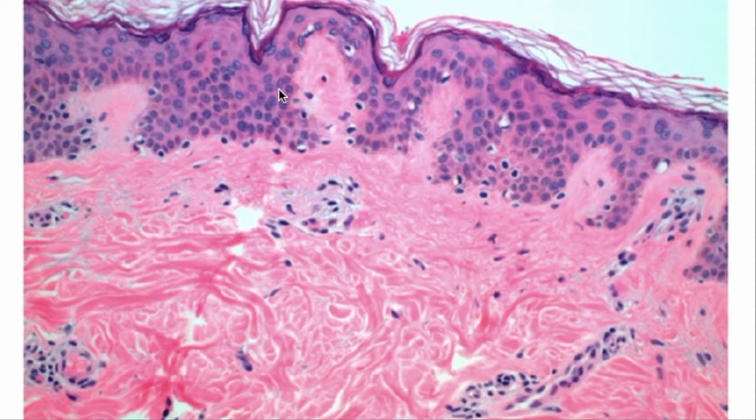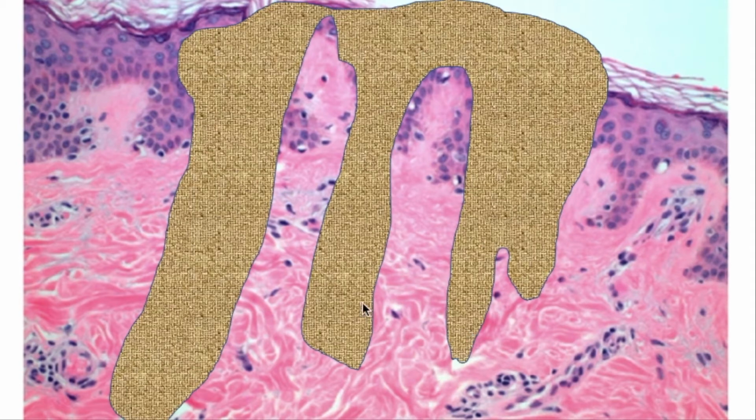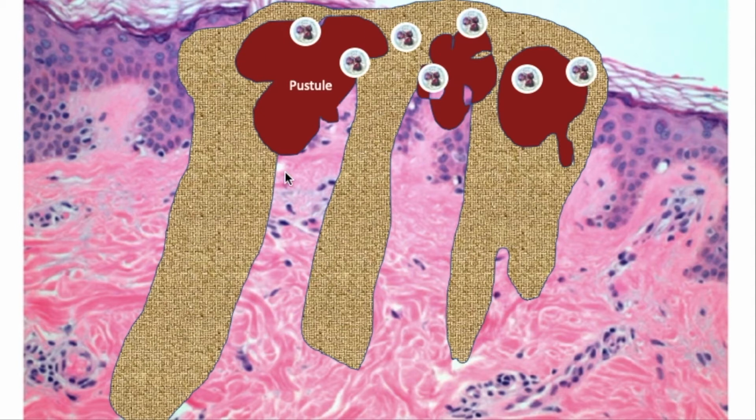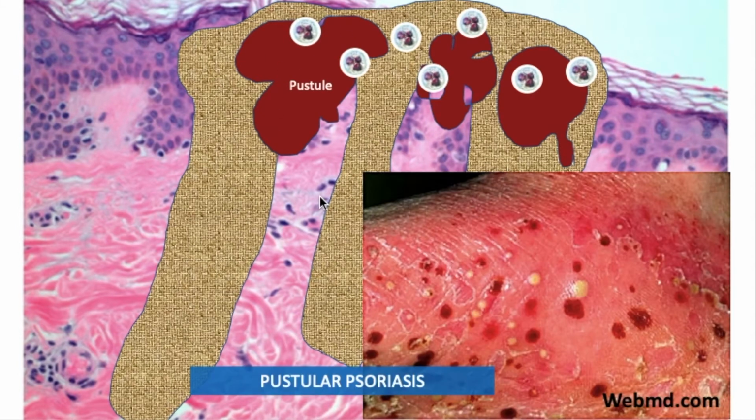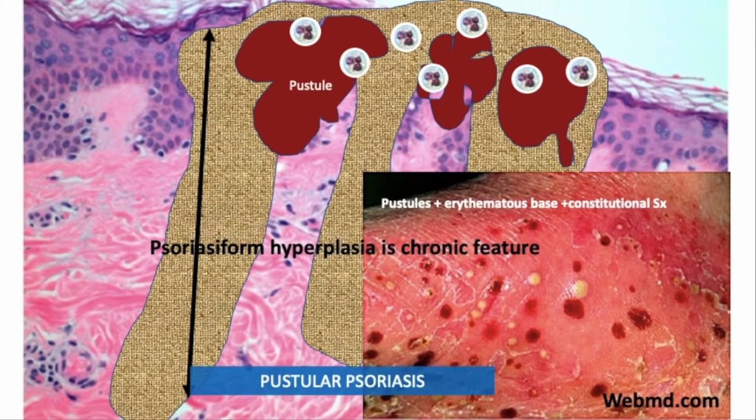we see in this category also, and as always, we start with normal skin. So when we see the epidermal hyperplasia with pustules filled with neutrophils, we think of pustular psoriasis. And in this disease, clinically, the pustule will point out the diagnosis, as we see pustules on an erythematous base and constitutional symptoms. The psoriasiform hyperplasia is a chronic feature, and the length of the elongation depends on the time.